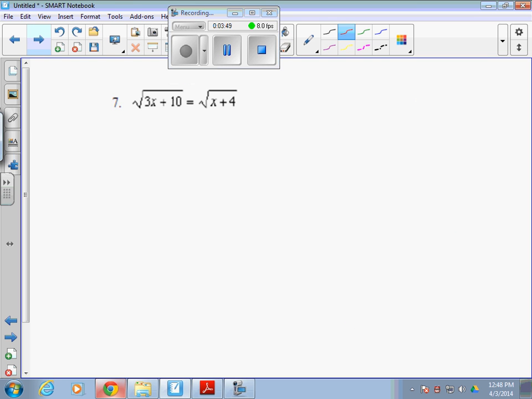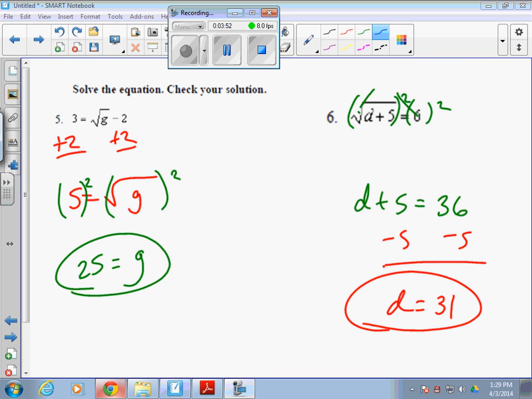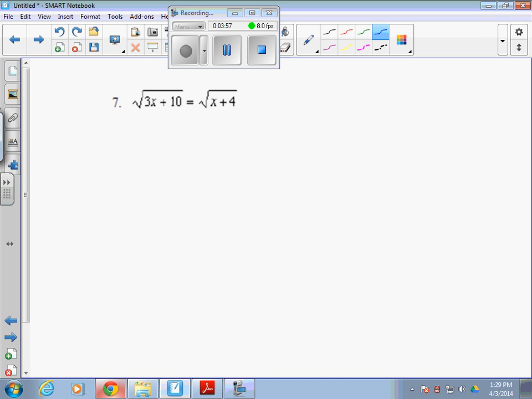Number 7 says the square root of 3x plus 10 equals the square root of x plus 4. We had looked at an example that looked exactly like this, but how do you undo the square root of something? You square it. So if you square one side, you square the other side, and it cancels out both of them. So what you're left with is 3x plus 10 with no radical equals x plus 4.